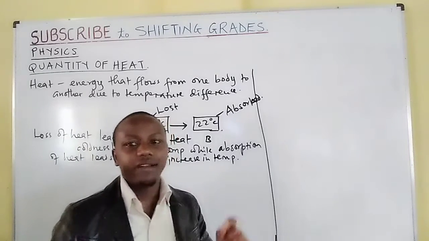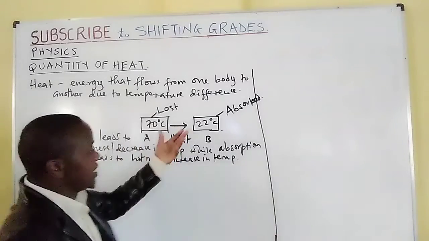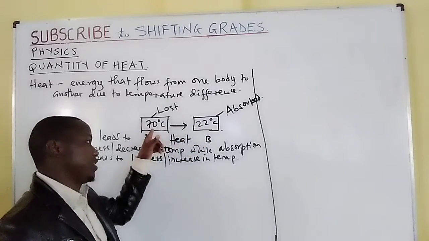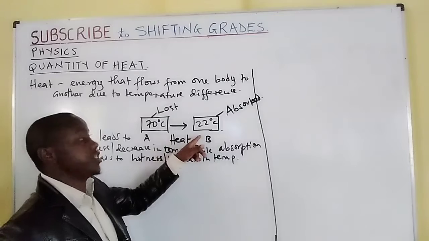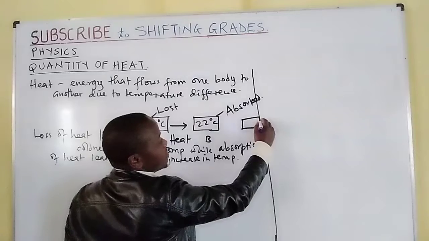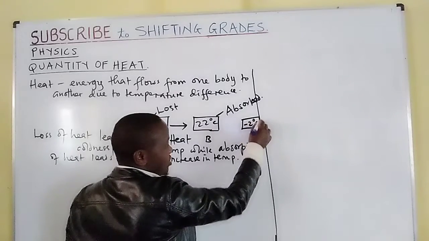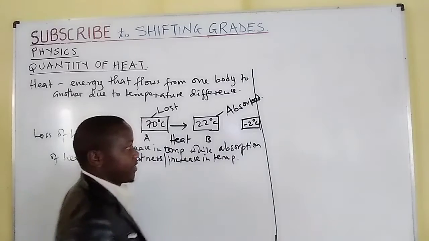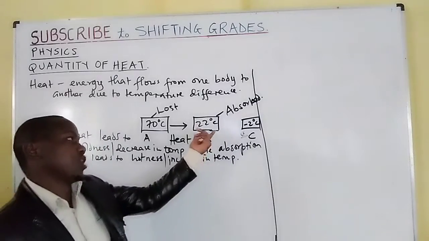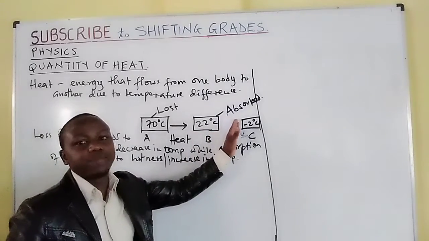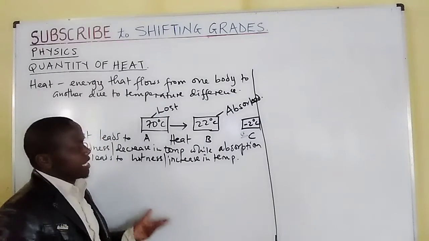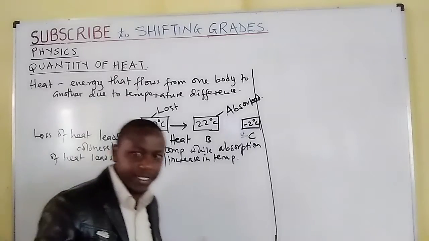A body can be cold relative to another one. In this case, we are saying that body B, at 22 degrees Celsius compared to 70 degrees Celsius in A, is cold. But if we compare it with the ice block at negative 2 degrees Celsius, which has not melted to water yet, and call it body C, then even though B was cold, relative to C it becomes a hot body. So that's basically the concept behind what heat is.